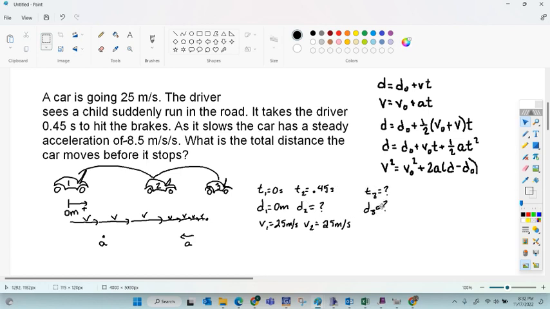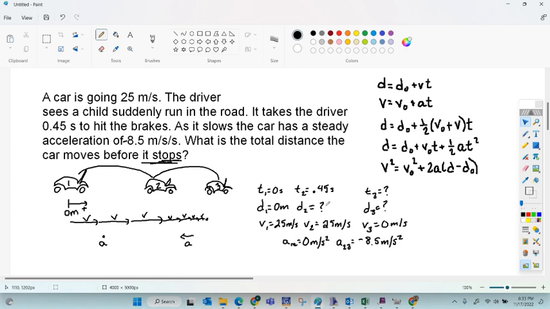By the end, our ending velocity, though, what is the total distance the car moves before it stops? Yesterday we said stops means 0 meters per second. Then we have two phases. We have the acceleration at the beginning from 1 to 2, and that is 0. And we have the second phase from 2 to 3, where the acceleration is at negative 8.5 meters per second squared.